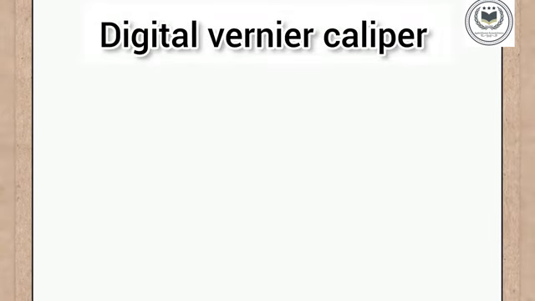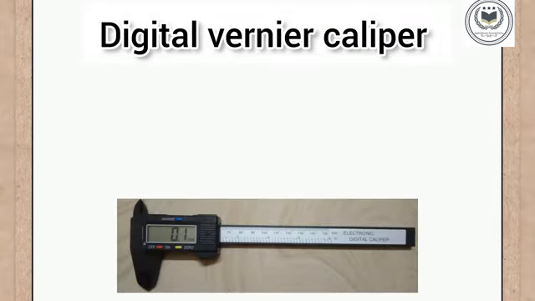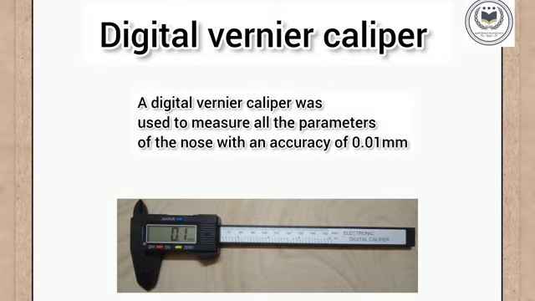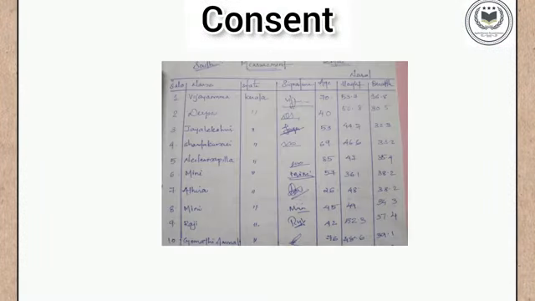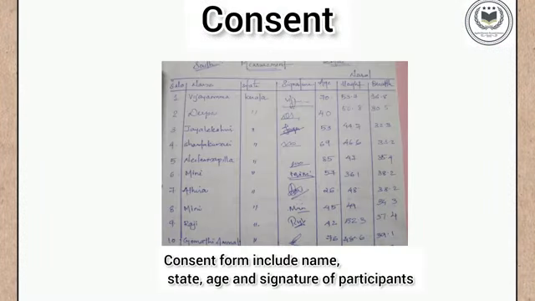The instrument used to measure nasal parameters is a digital Vernier Caliper with an accuracy of 0.01 millimeter. Use gloves before taking a measurement. The consent form should include the name, age, state and signature of the participants.